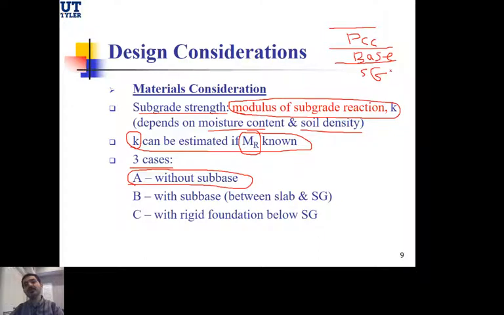When it comes to a rigid pavement, a base layer is an optional layer because the PCC layer will handle most of the load. So we have case A, to estimate the K value for the subgrade if we don't have a sub-base. The second case, case B, is if we do have a sub-base, which is now going to be between the slab, the PCC, and the subgrade. And the third case is if we have what we call the rigid foundation.